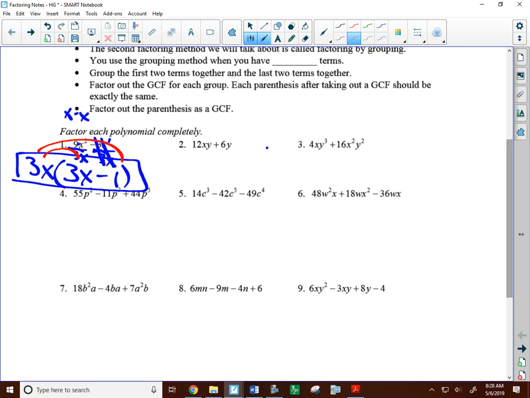Let's do another one of these actually first before I do grouping. Let's do 4. Was there any questions on 1? Good there. Okay, let's do 4.